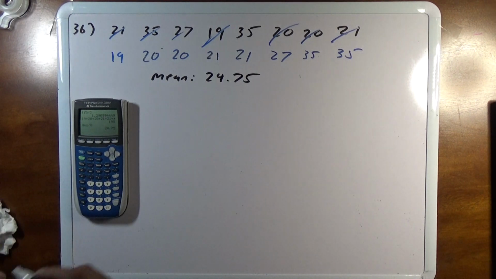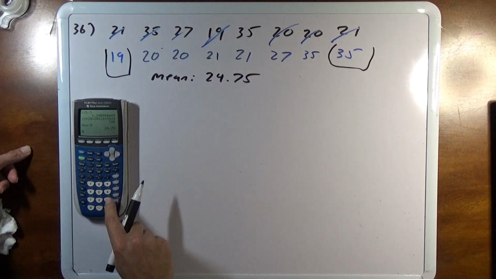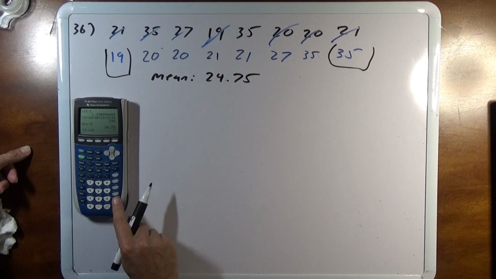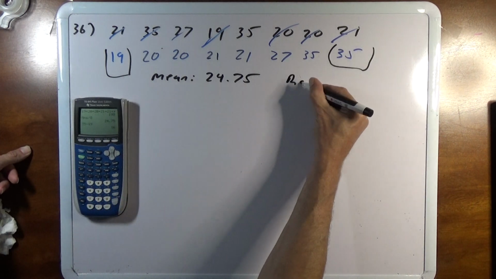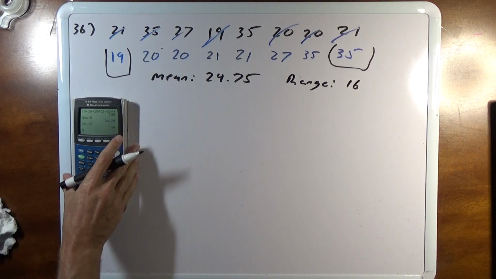The range. To find the range, I take the greatest number and I subtract the smallest number. 35 minus 19, range is 16.